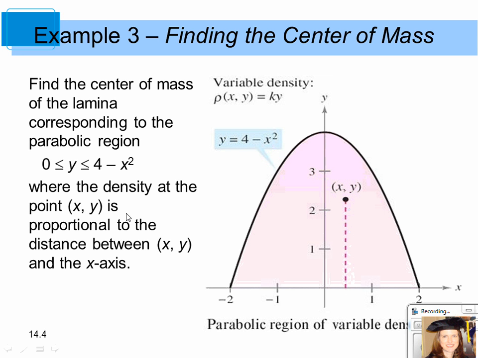And since we're given that the density at a point is proportional to the distance between that point and the x-axis, we can set up an equation where density is proportional to the distance from the x-axis, and that distance is y. So we have the density rho of (x, y) equals k times y, where k is that constant of proportionality.